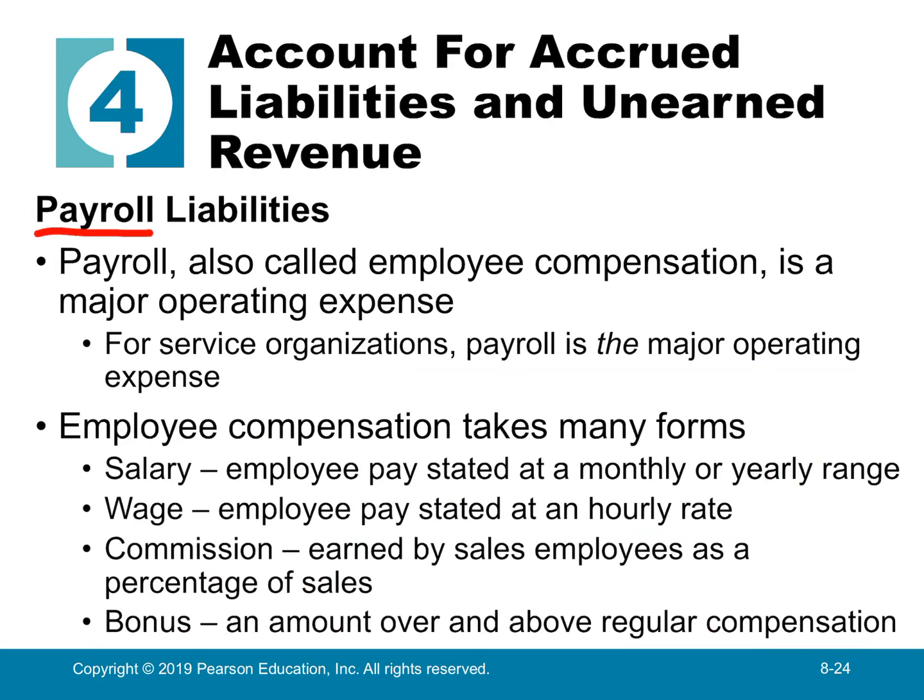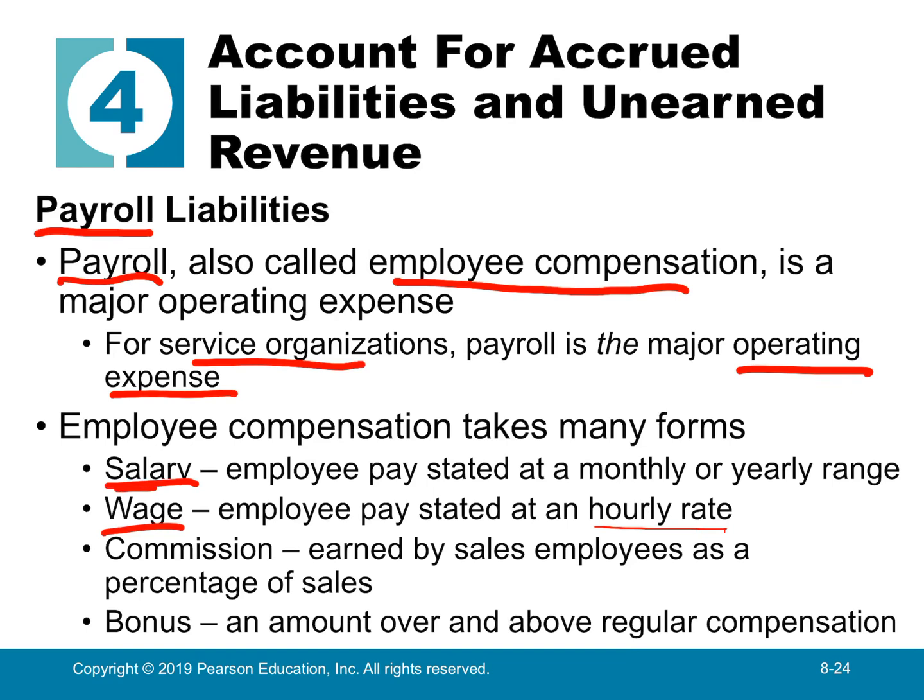What about payroll liabilities, right? Many of you work, most of you in fact probably work, so you are on somebody's payroll. This is also called employee compensation. If it's a service organization, this is probably the biggest operating expense that they have. So things like salaries, wages for somebody who's paid an hourly rate, right? Salary for somebody who gets paid monthly or yearly, commission, right? Sales employees that get a percentage of sales that they sell, a bonus, right? So sometimes your employer pays a bonus.